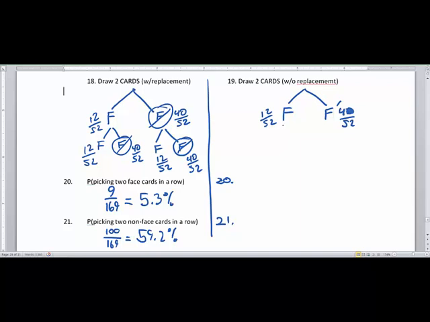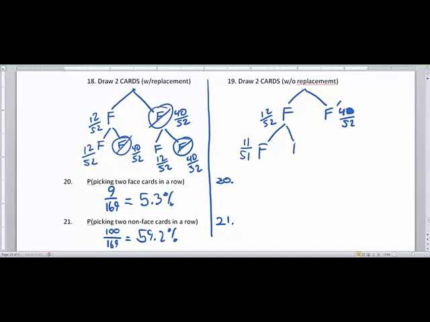Okay, so let's say I draw a face card. Now I'm keeping that face card and let's say I draw another face card. Well, that means I had 11 face cards left in the deck out of 51. That's important because you can see that it changed the numerator and the denominator.